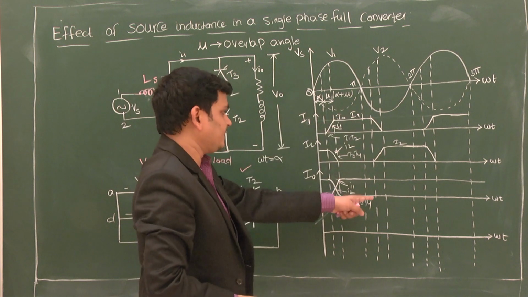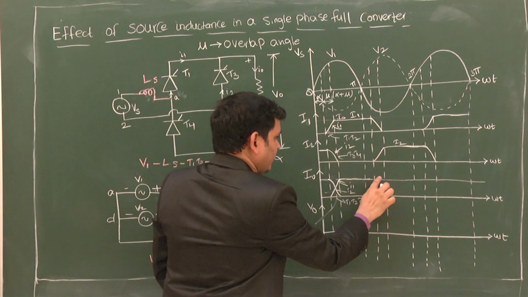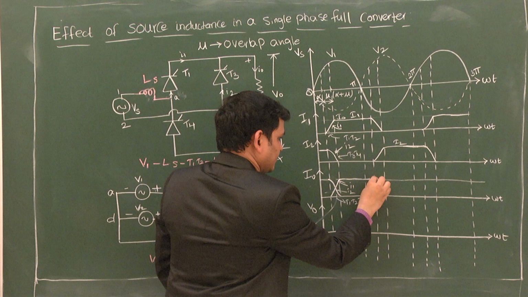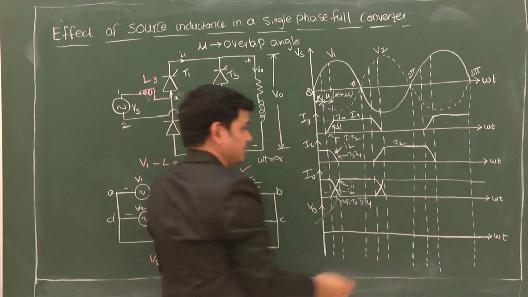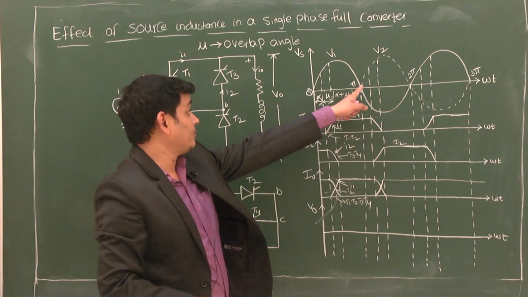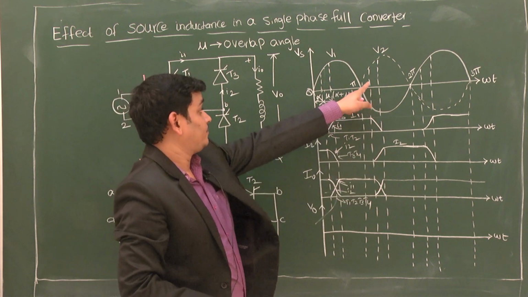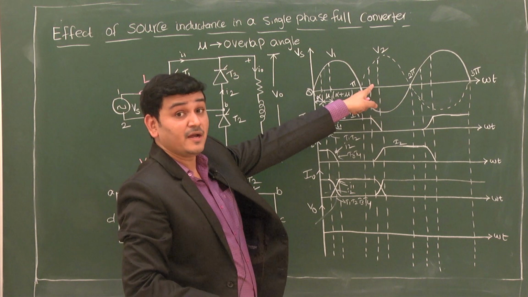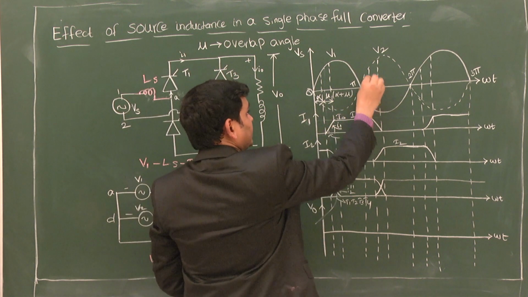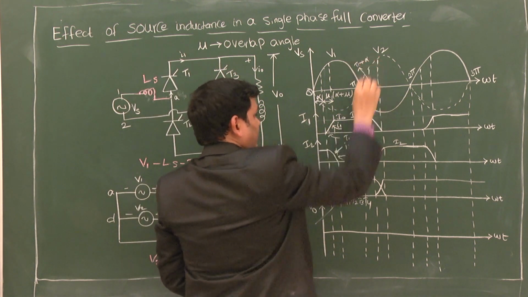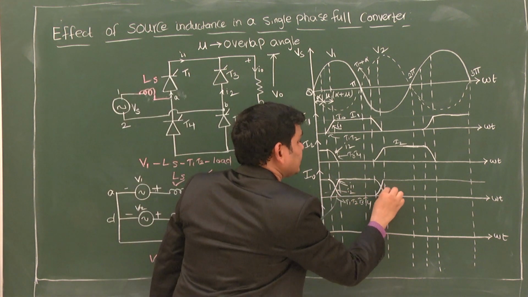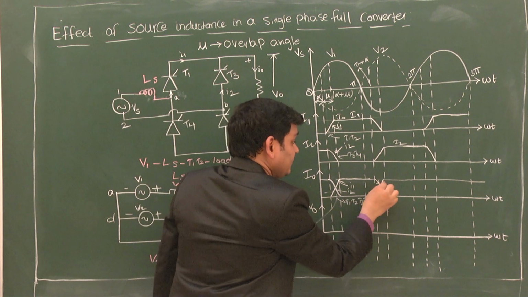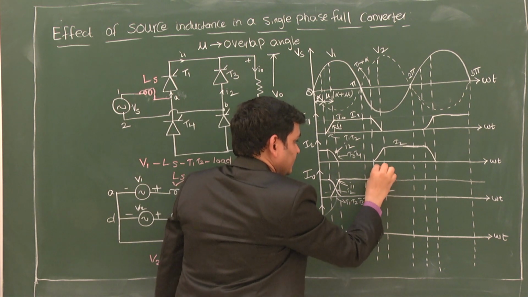So again, if I combine this, at this point this is decreasing and again increasing. Which one is increasing here? At omega t equal to alpha, pi plus alpha. This point is pi plus alpha. Here I2 will increase and I1 will decrease.